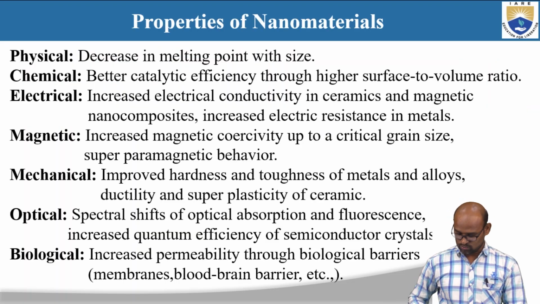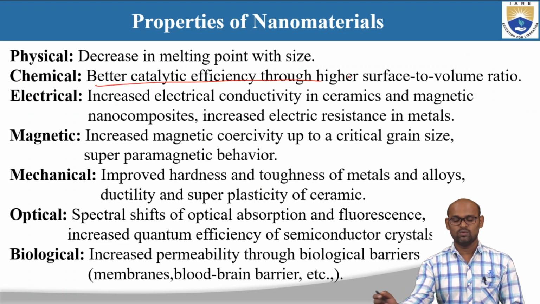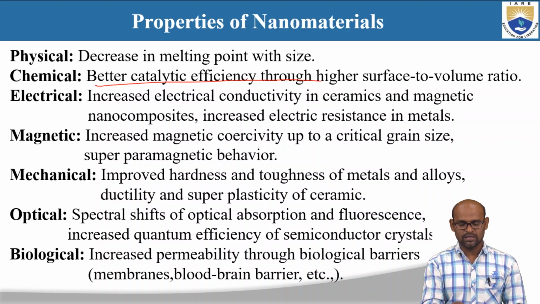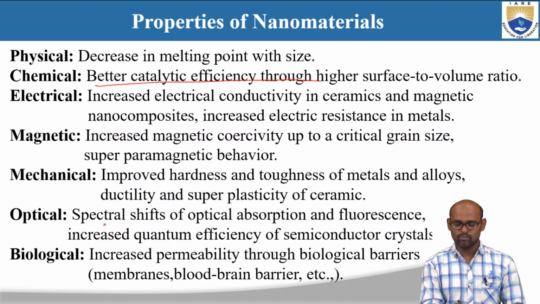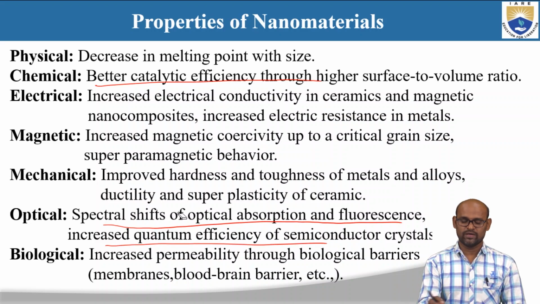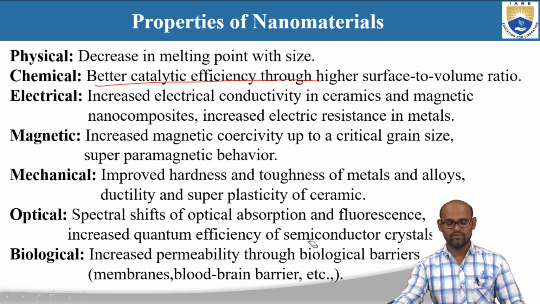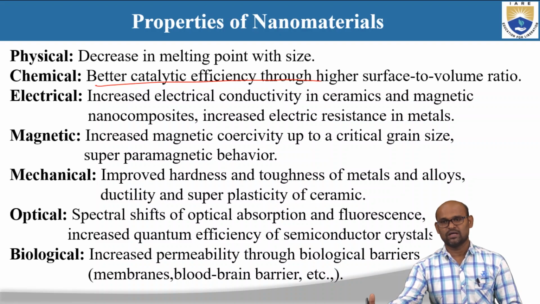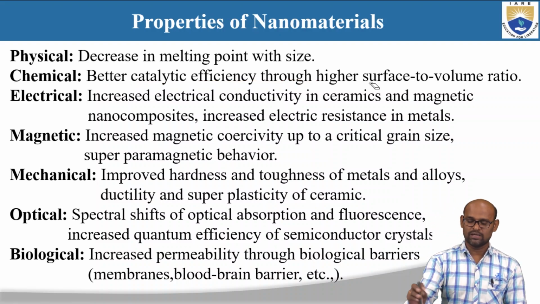Similarly, optical and chemical. We just discussed this. Materials which are not catalytic in bulk size will become catalytic when you go to nano size. And optical: when you go from bulk to nano, there are spectral shifts of optical absorption and fluorescence, and increased quantum efficiency of semiconductor materials. So they will exhibit fluorescence and increased quantum efficiency of semiconductor crystals when you go from bulk to nano size.